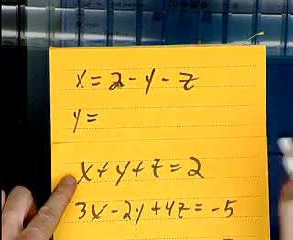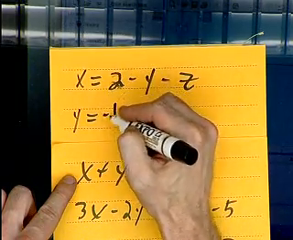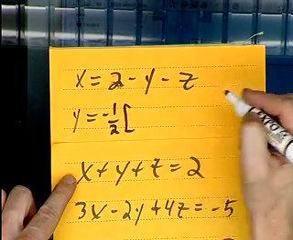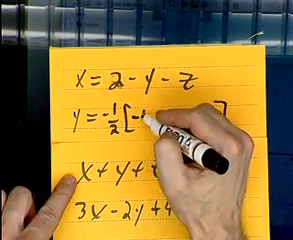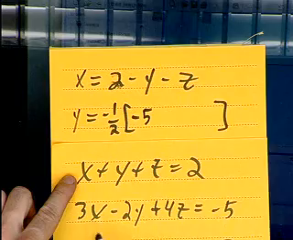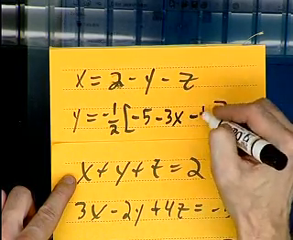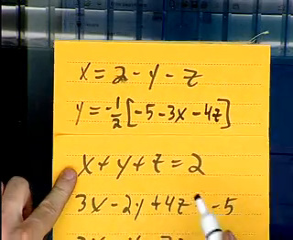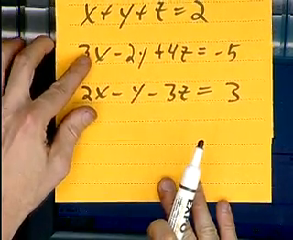Y is equal to, and I had to divide by -2, so that's going to be -1/2, and then a bracket, -5 minus 3x minus 4z. I isolated y in the second equation. The third equation, I'm going to isolate z.